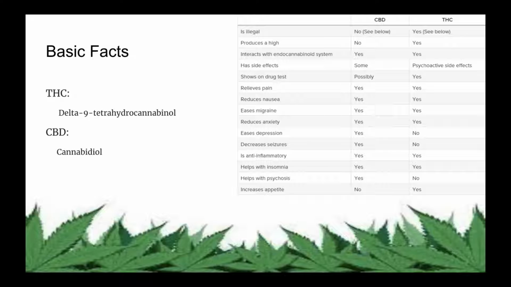THC provides a high, whereas CBD does not. Some other significant differences are the psychoactive side effects of THC, whereas CBD has very few. Moving on, another significant difference between the two is that THC is used to provide a high, whereas CBD does not, as well as CBD is used to ease depression, which THC does not.